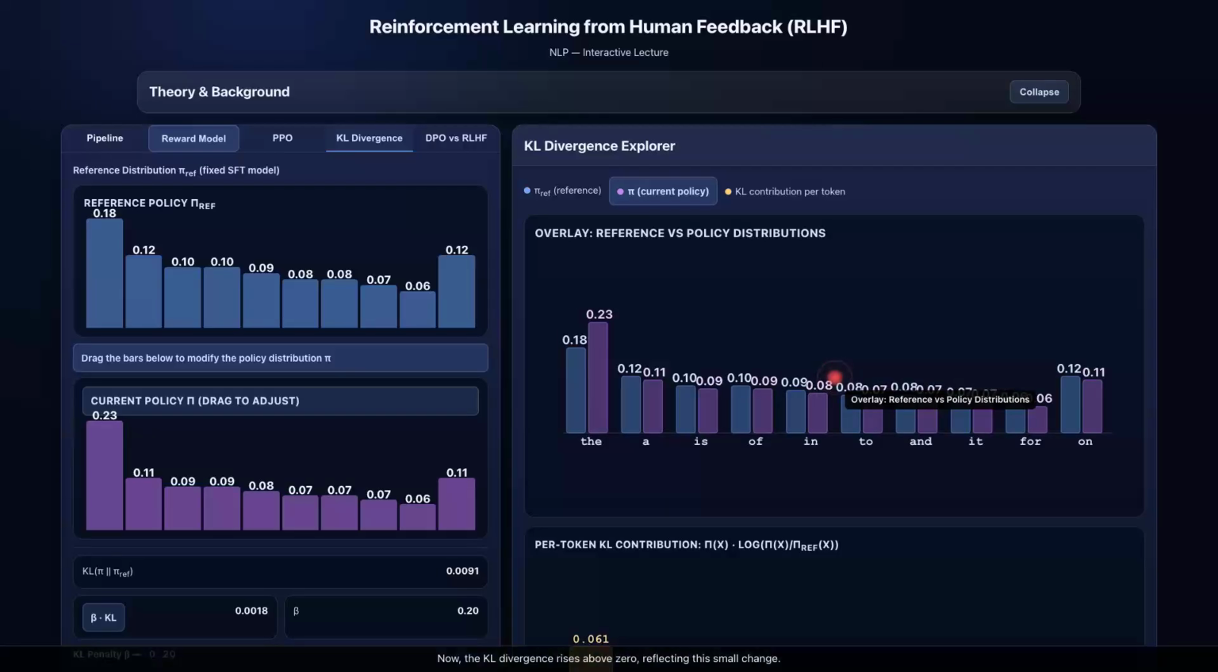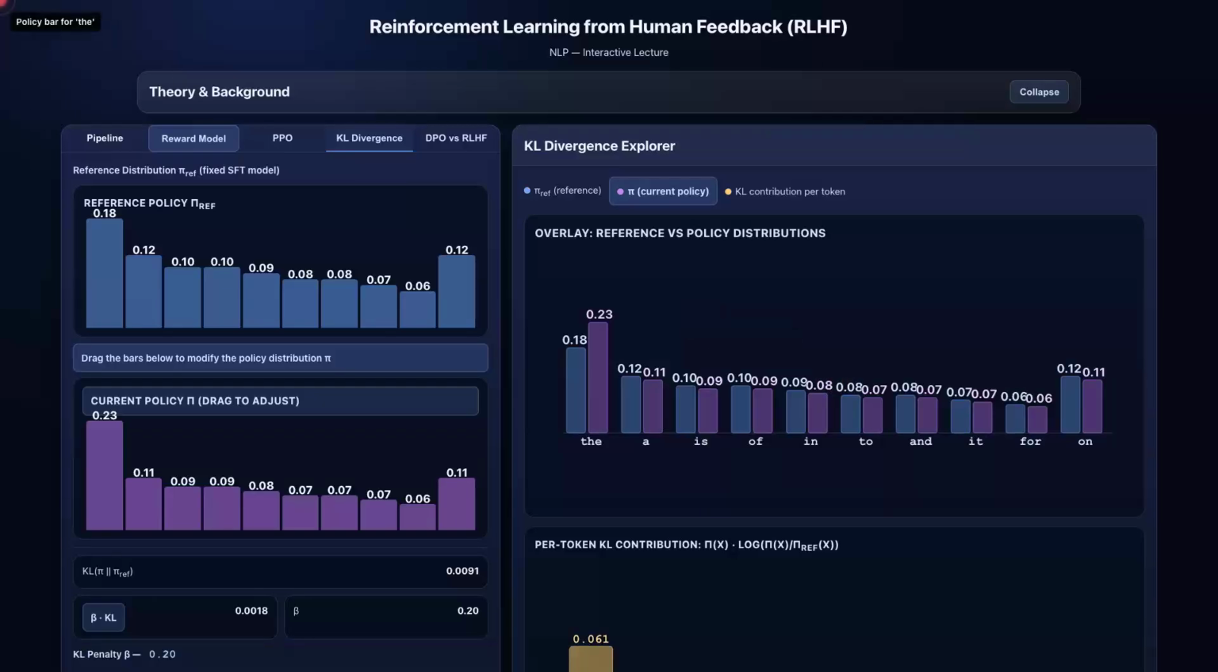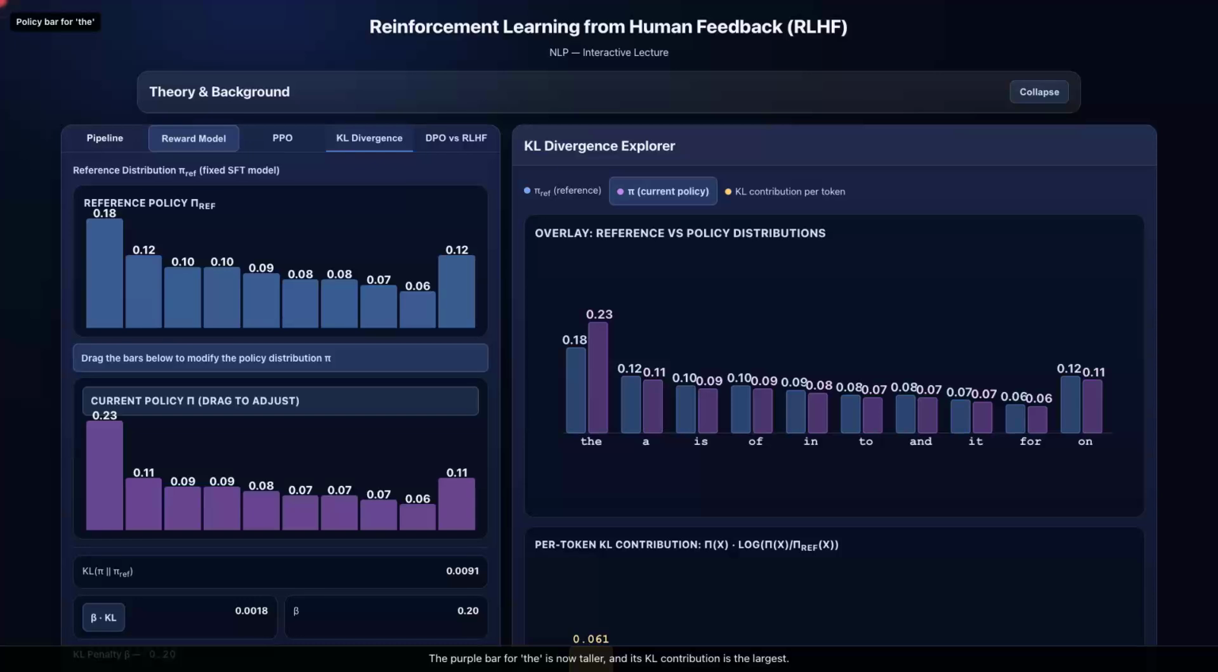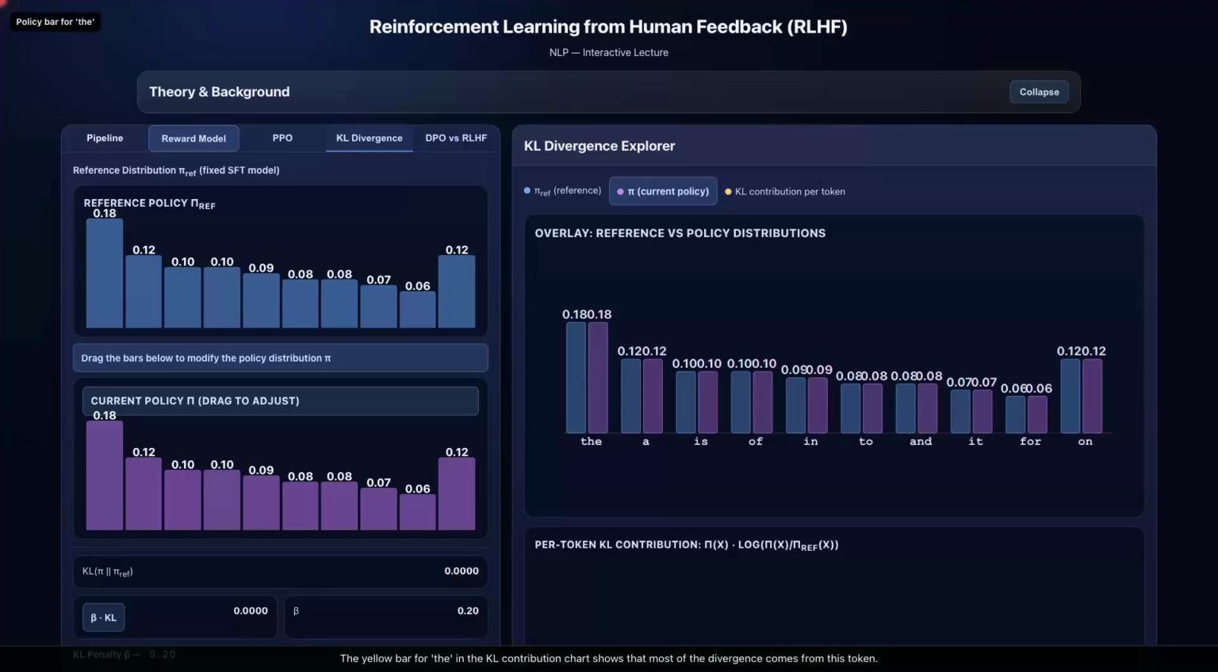Now the KL divergence rises above 0, reflecting this small change. The purple bar for the is now taller, and its KL contribution is the largest. The yellow bar for the in the KL contribution chart shows that most of the divergence comes from this token. KL divergence pinpoints exactly where the policy has shifted.